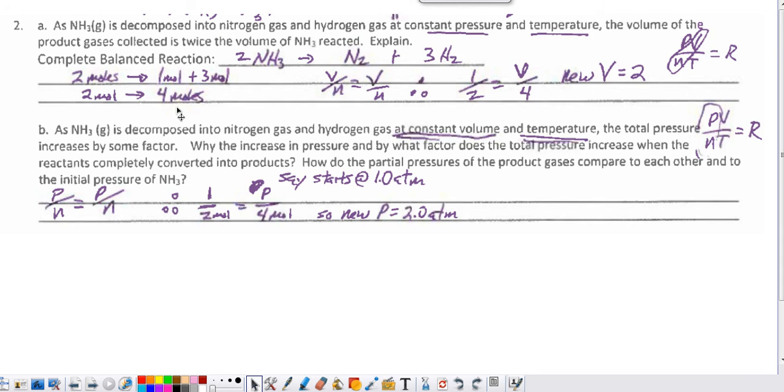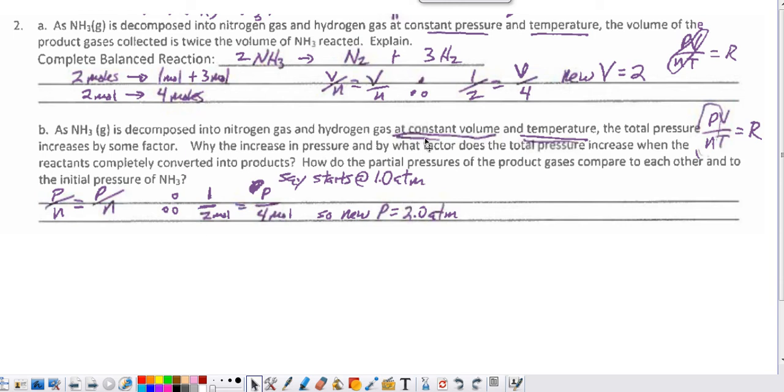So since the moles go from 2 to 4, the volume is going to double. Whatever the original volume was, the new volume would be double the original. So the new volume is not actually equal to 2, it's equal to twice the original volume, whatever the original volume was. In B is a different situation.